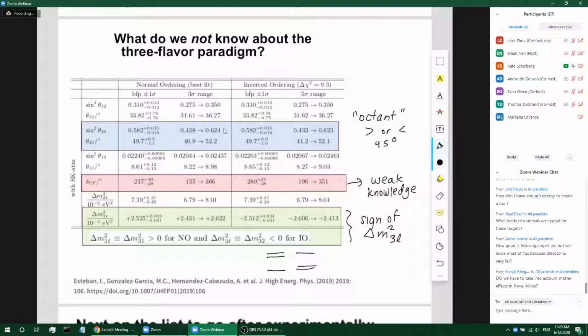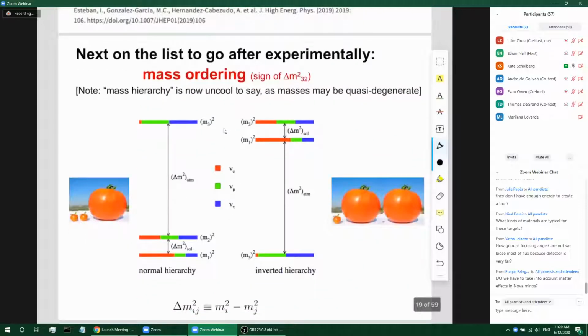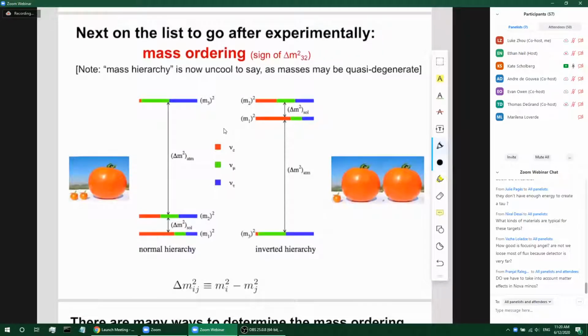The data now weakly favor normal, but it's very much not ruled out that it could be inverted. This is the next thing to go after, which is this mass ordering. Of course, we go after everything simultaneously, but we don't know whether we have two big tomatoes and a small one, or one big tomato and two small ones. And I think I mentioned this before.